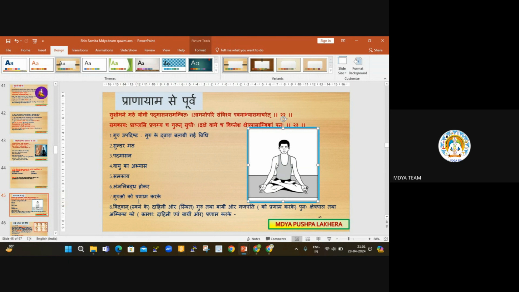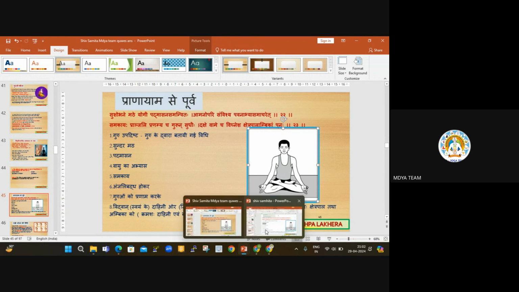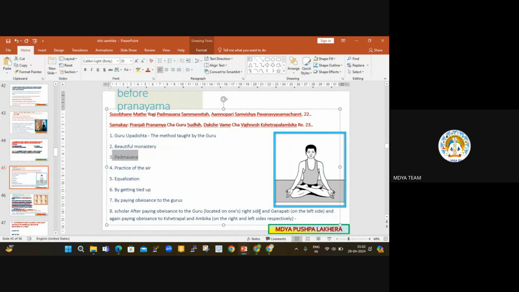Then you have to give your salutation to the Guru. In the sequence, first is the Guru, then you give your salutation to Lord Ganesha. Where is the Guru? You give your salutation to the Guru on the right side. And when you give salutation to Ganapati, the Lord Ganesha, that should be on the left side.